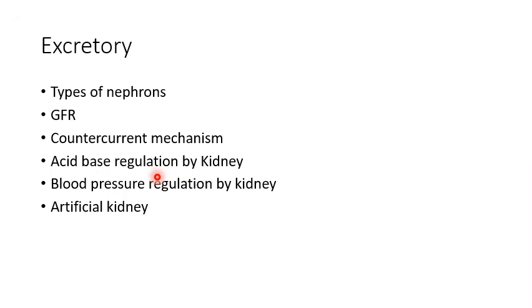Then blood pressure regulation. Here you have to explain about the JG apparatus, juxtaglomerular apparatus, and the renin-angiotensin mechanism. How the blood pressure is regulated. Then artificial kidney, that is part of dialysis. What is dialysis and what is the role of the dialysis in eliminating the waste from the body.